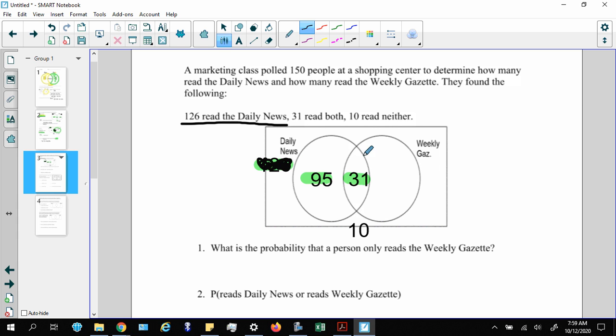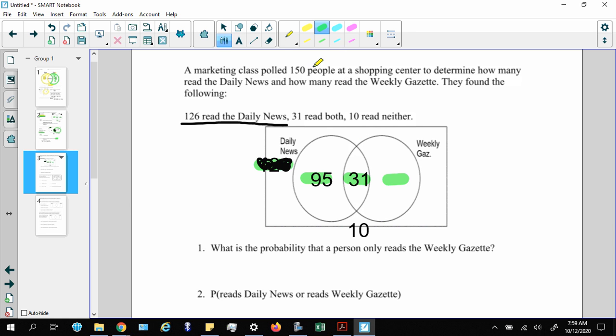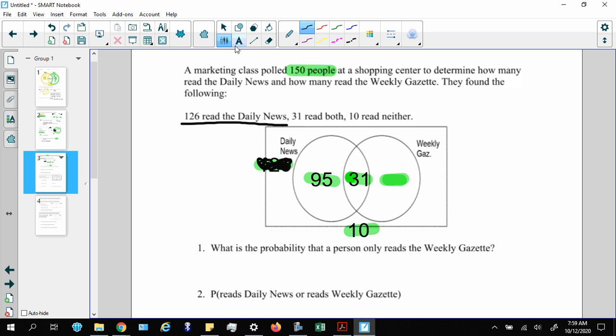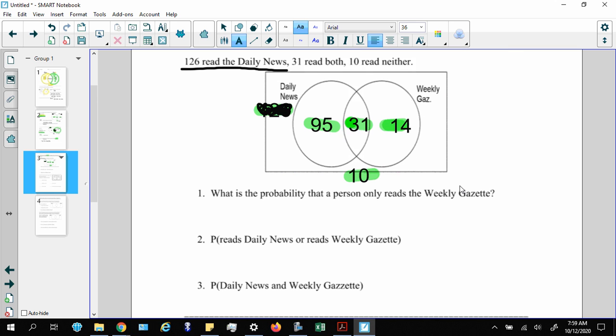Next, we need to figure out what goes here. It says in the directions that 150 people were actually surveyed. So 95 plus 31 plus whatever number this is, plus 10 will give me 150. A simple subtraction problem will give me this being 14. So now that it's 14, we can actually answer these three questions.